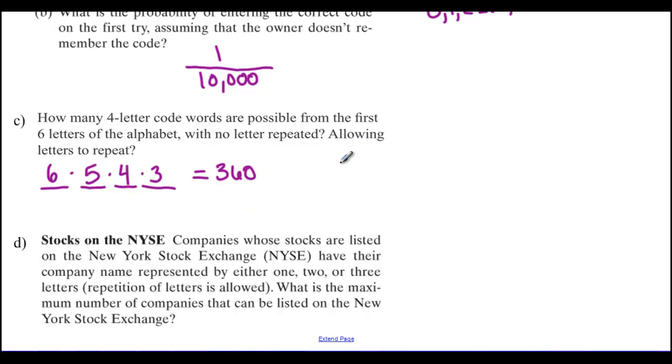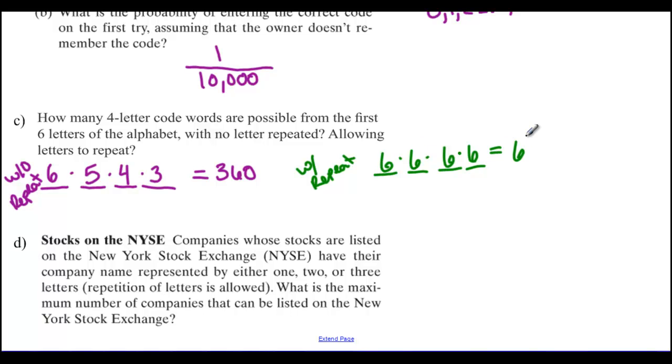Now, that is without repeating. But if we are allowed to repeat, then we're going to have 6 choices for all 4 letters. And that's going to give us 1,296 choices.